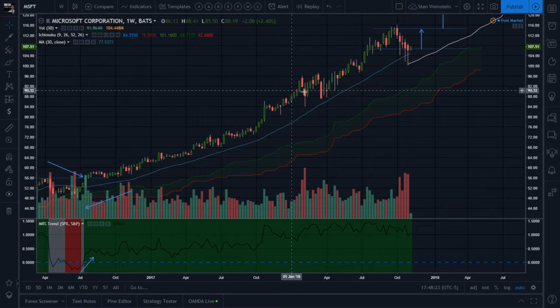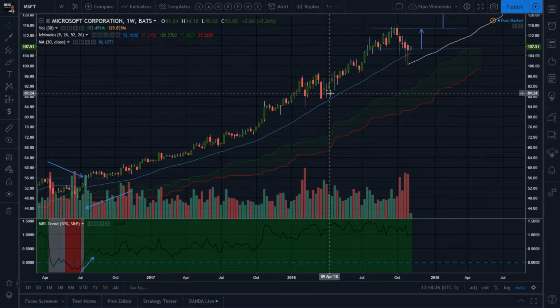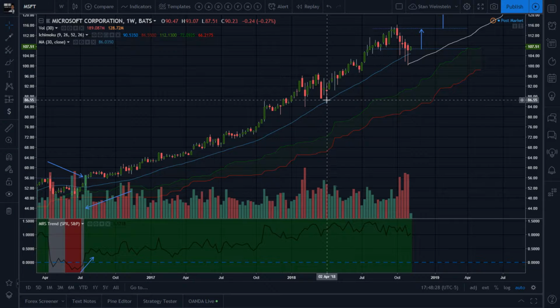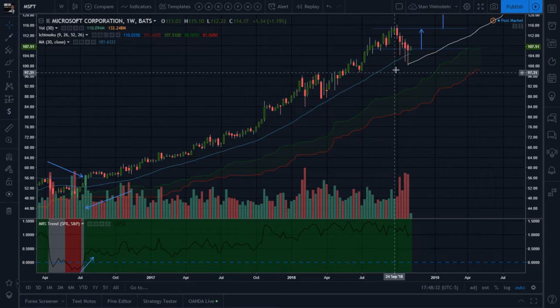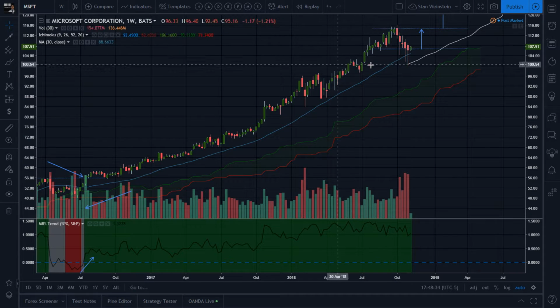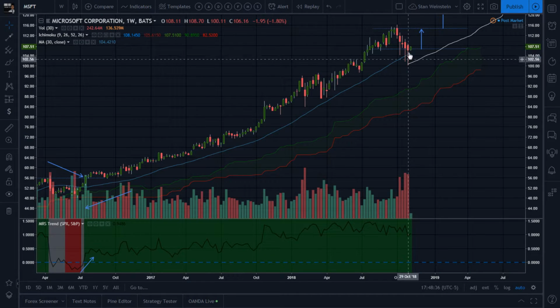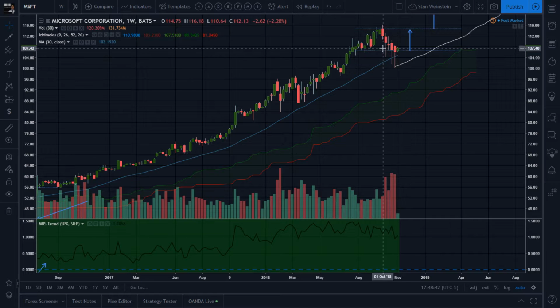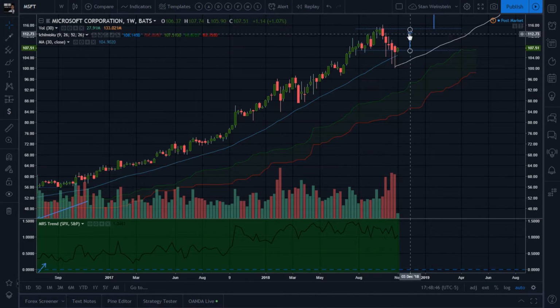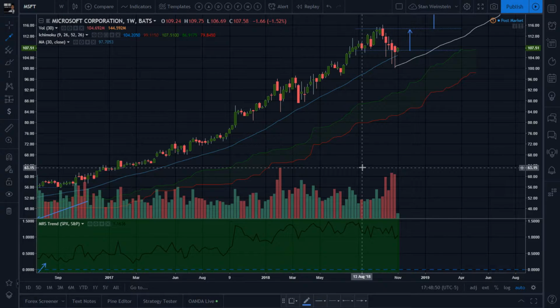Sideways move, getting close to the 30-week average. Not even testing it. Continuation up. And here it's slowing down. You're having some wicks getting pushed up by the buyers to close above that 30-week average. But this is creating a sideways move, a consolidation pattern. Could be the beginning of distribution.